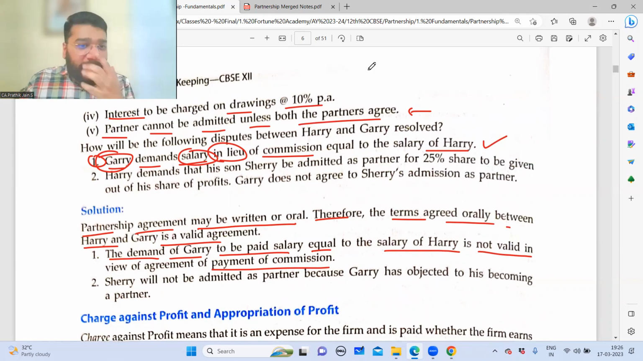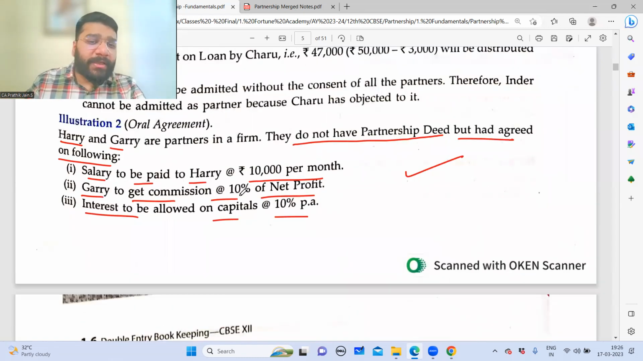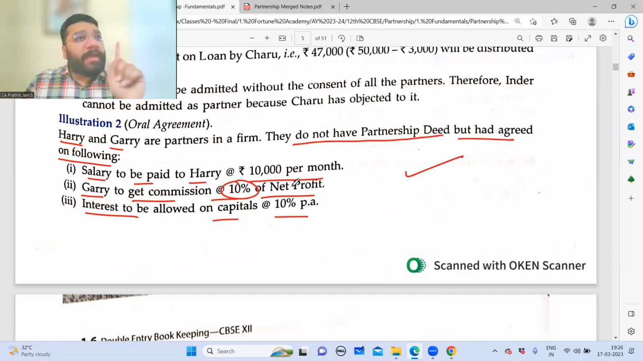Yes, somebody online said they have some doubt. The second one: if there's a net loss, Gary will not get commission, right? Correct. Here Gary's terms are that he'll get 10% on net profit. Only if there is a profit will he get commission. Though there's a loss, he'll not get anything. Now there's a loss and Gary is still asking for commission. Will it be acceptable? No. Because what did we agree? Commission of 10% on profit. On loss, you'll get nothing.